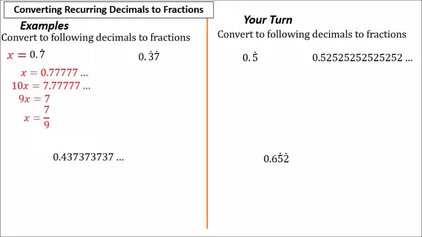So for the first question, we have 0.7 recurring, or 0.777, etc. When you use algebra to convert recurring decimals to fractions, the first thing you always need to do is let x equal your original recurring decimal. So we let x equal 0.7 recurring, and I wrote that out as 0.7777. Now, because there is one digit repeating over and over again, if I multiply x by 10 to get 10x, then it moves all of the digits one place value to the left.